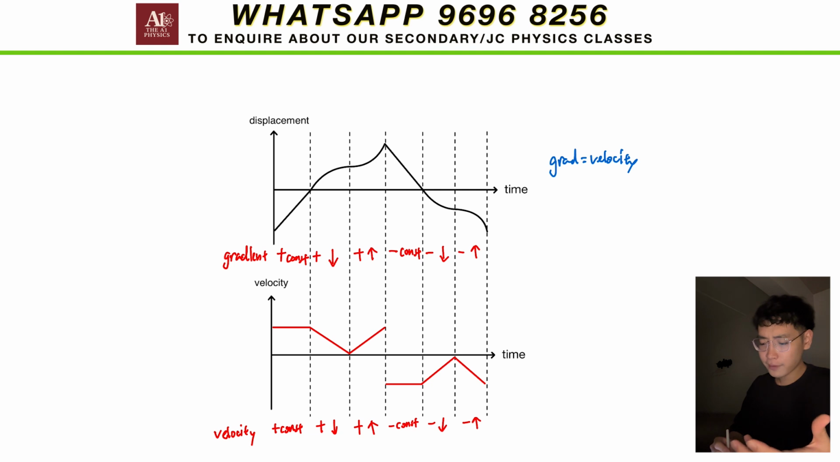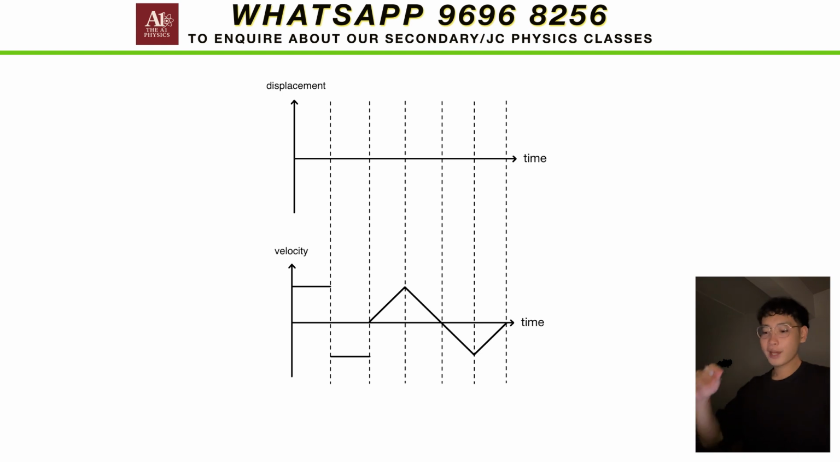Also, technically, this graph can be a curve upwards like this or like this. But just to keep it simple, we just treat it as if it's a straight line. Right now, over here we have a velocity time graph and we need to convert it into a displacement time graph. So now we're working backwards, but it's still just the same method.